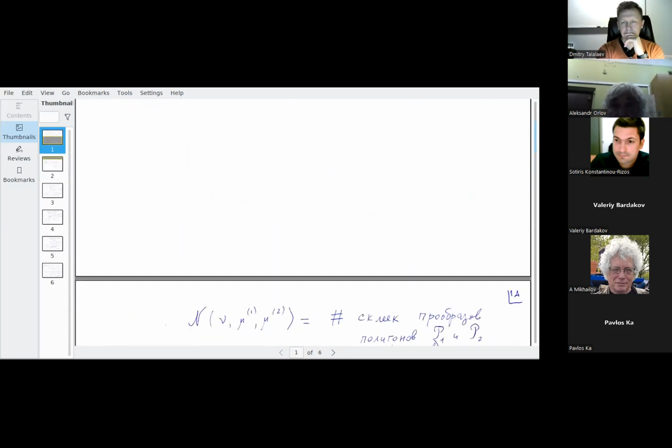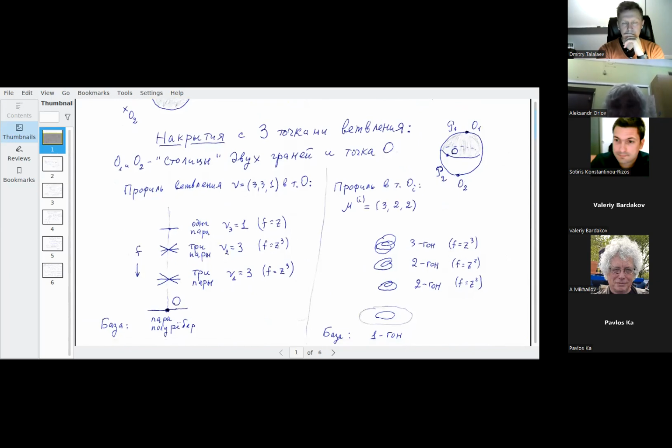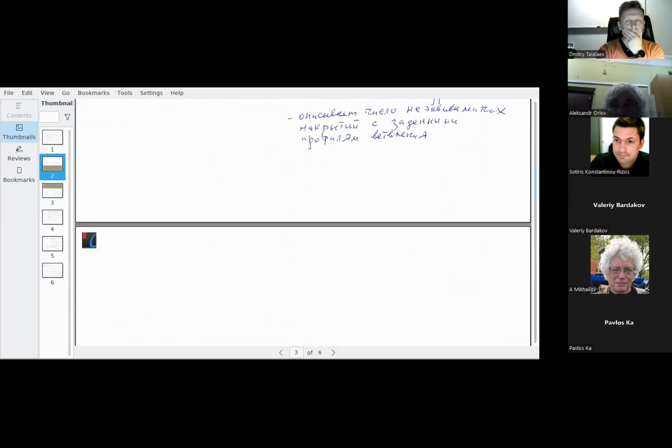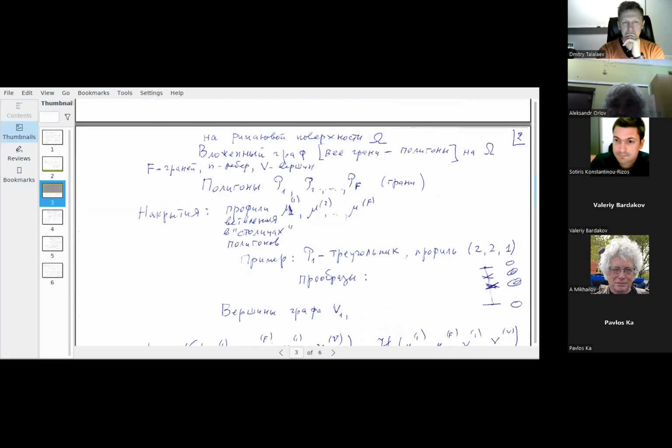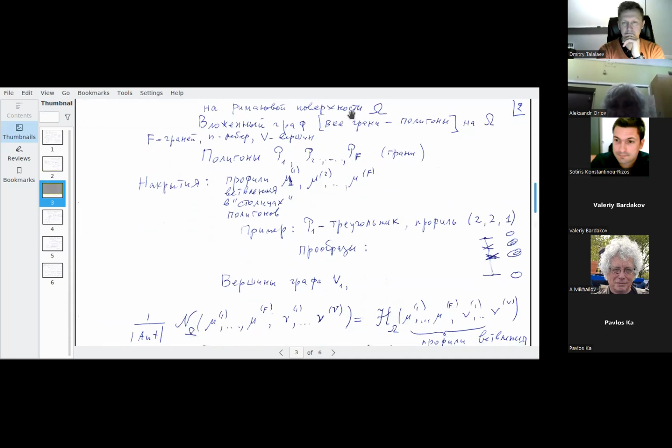Now, when we glue polygons, we get some partitions in the vertices. And more generally, in a certain Riemann surface omega, we have an embedded graph, so all faces are polygons, and this is on the base. Then we consider coverings, and in each polygon we choose some capital of the polygon and say that we want to have ramification profiles given by this set of Young diagrams.